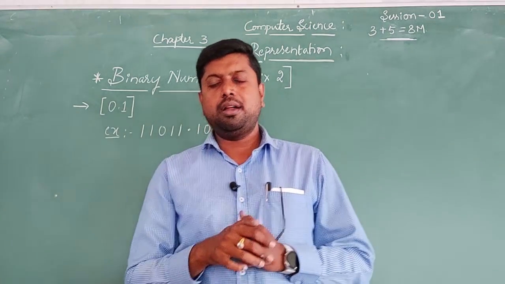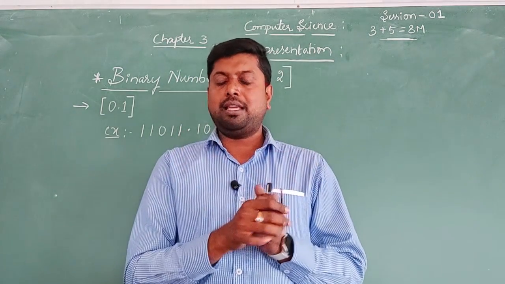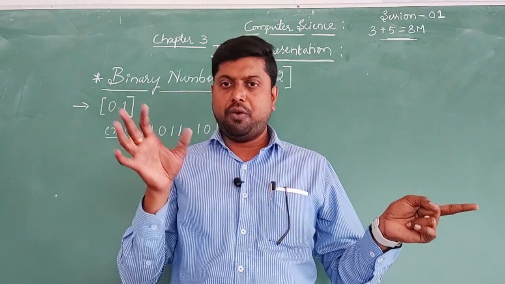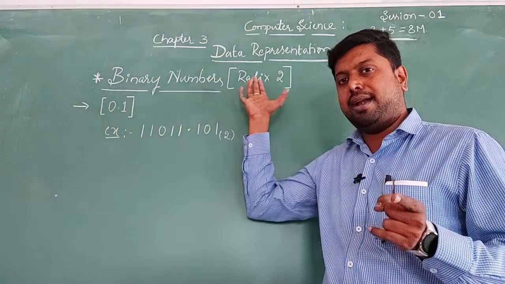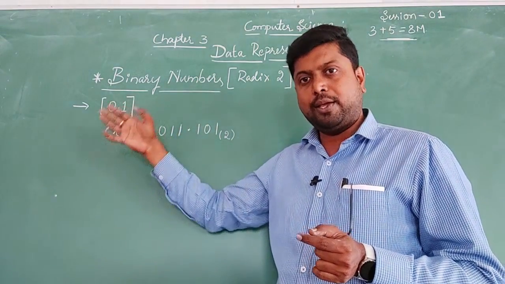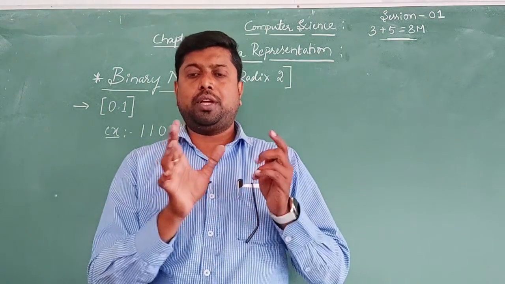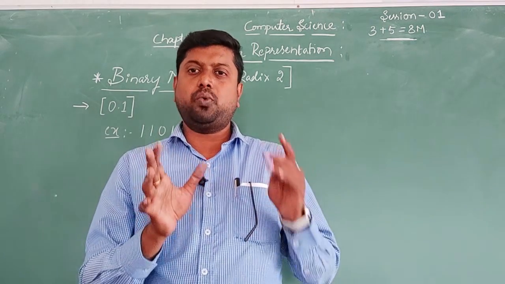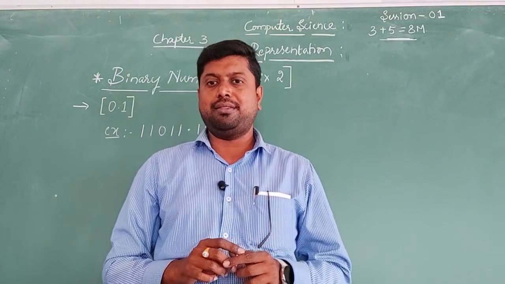As I said earlier, the computer understands only one type of language, which we call the binary language. Now we know what the binary numbering system is: the radix is 2, and the 2 numbers we use are 0 and 1. We can calculate with these, and this is what we call the binary numbering system.